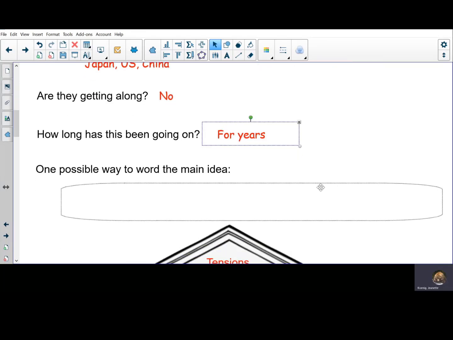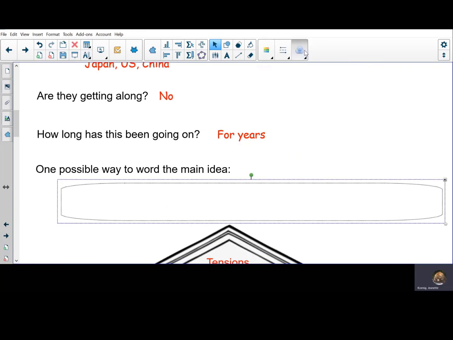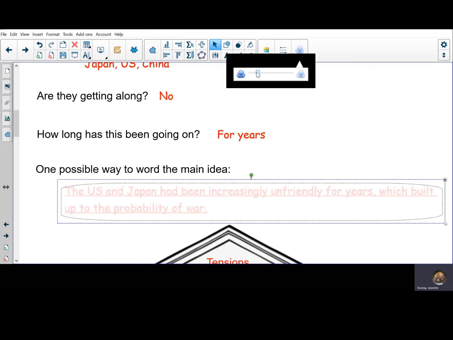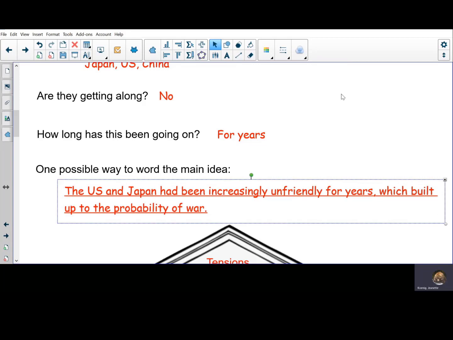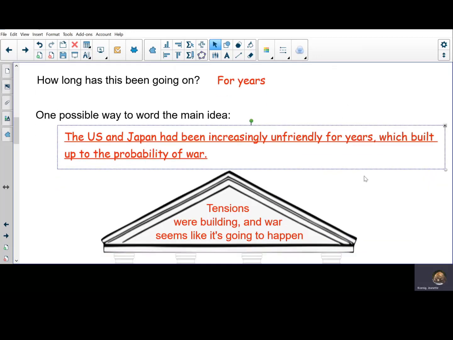Now, if you put all those together, what's the common thread? Here's what I came up with. The main gist of this paragraph is that the US and Japan have been increasingly unfriendly for years, and this built up to the probability of war. You don't have to use exactly those words, but you should have the same basic idea. Now, down here where we have the main idea up in that slab, I'm going to write it slightly differently, so here's another way you could say it. Tensions were building, war seems like it's going to happen. Like I said, there's no single one right way or a wrong way to word the main idea, but the gist should be the same.